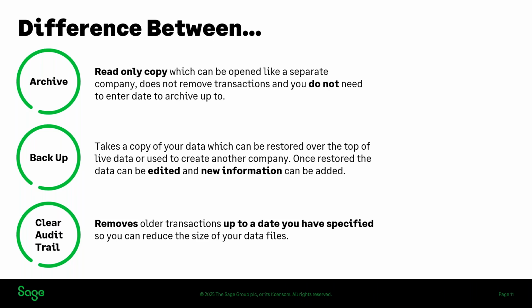As we've established, the archive takes a read-only copy of your data and stores it within your data path. You open it like a separate company, and it does not remove transactions from your data, but you also do not need to specify a date to run the archive.